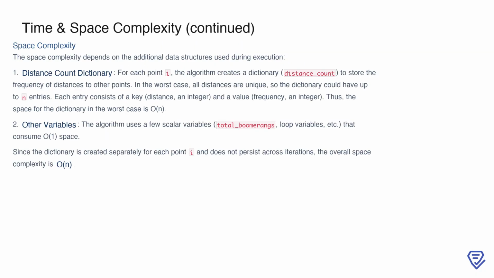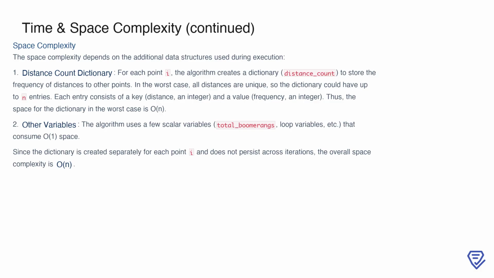Now let's examine the space complexity of the algorithm. The primary data structure that contributes to space usage is the distance_count dictionary, which is created for each point i to store the frequency of distances to other points. In the worst case, if all distances are unique, the dictionary could have up to n entries. Each entry consists of a key, which is the distance value, and a corresponding frequency value, both of which are integers. Therefore, the space required for the dictionary in the worst case is O(n).